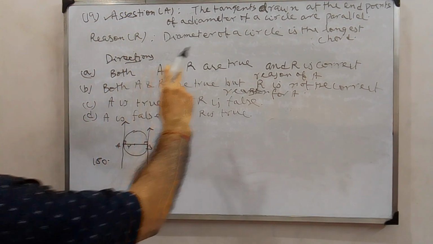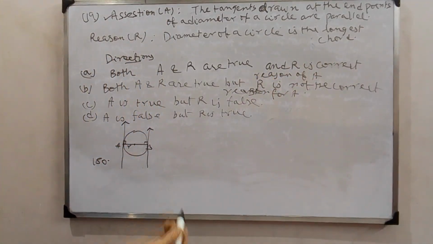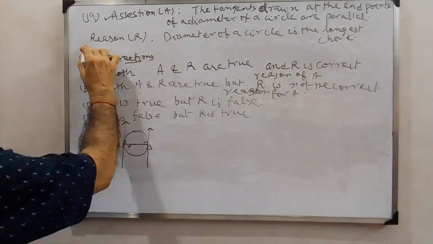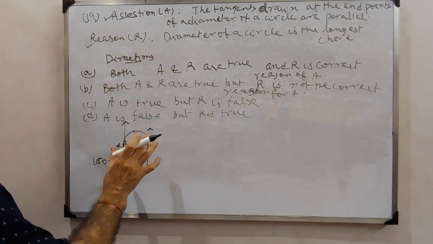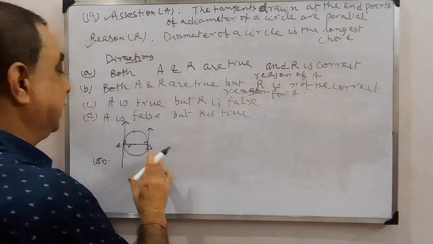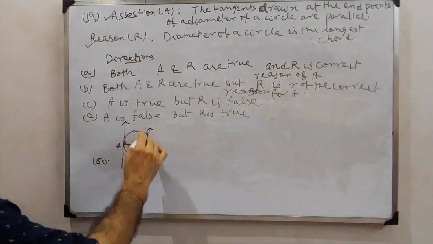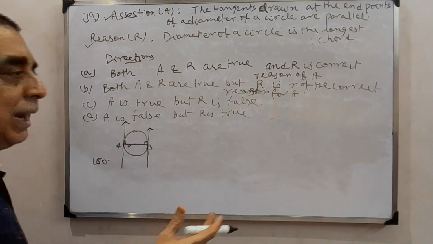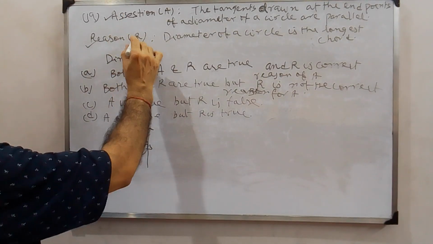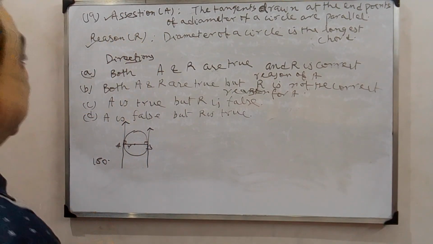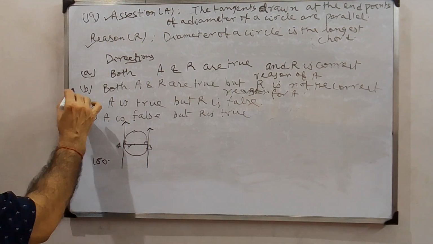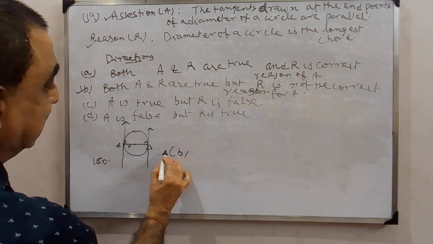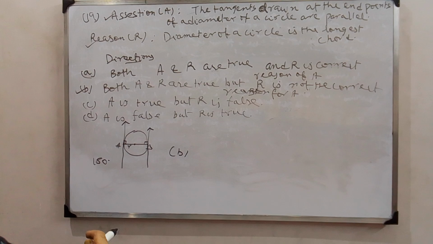The diameter is the longest chord. We know that the diameter is the longest chord of the circle, but this is not the correct reason. The diameter being the longest chord does not mean that the tangents drawn at the end points of the diameter will be parallel. So the reason is not the correct reason for assertion A. So the correct option here is B. So the answer to question 19 is B.